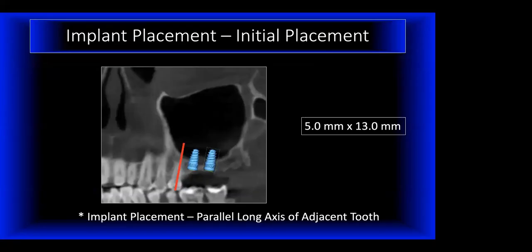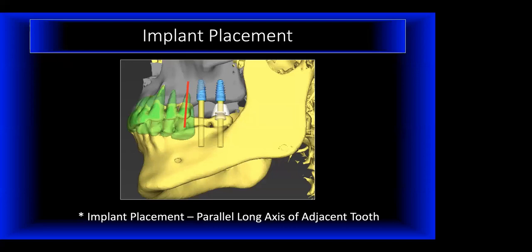So we're looking at placing 2 implants. We just put a couple implants in here. They're 5x13 just to start with. And we parallel it off of that bicuspid. So when we do that, we always, again, want it parallel to the anterior adjacent tooth.